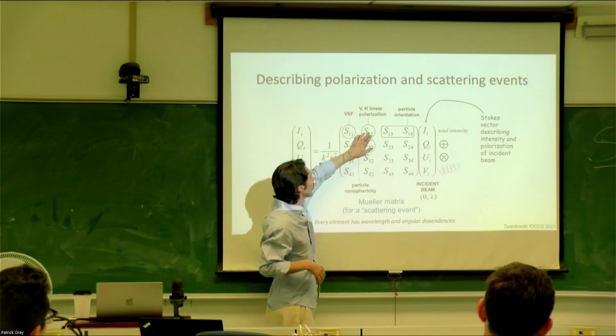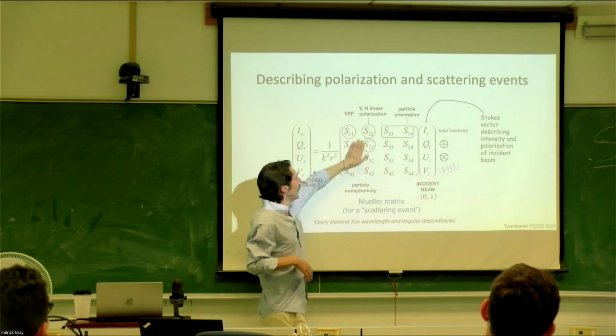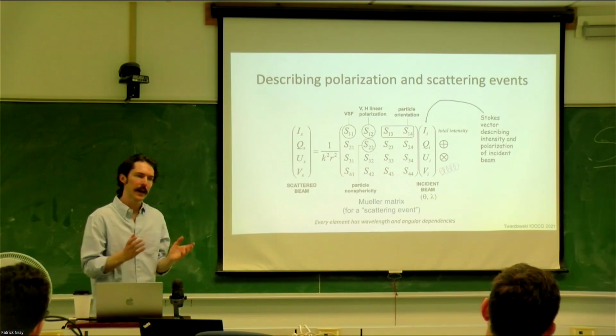And so here we're taking out the total amount of light scattered. We're normalizing by the total amount of light scattered. And we're just looking at how much the light is linearly polarized by a scattering event.